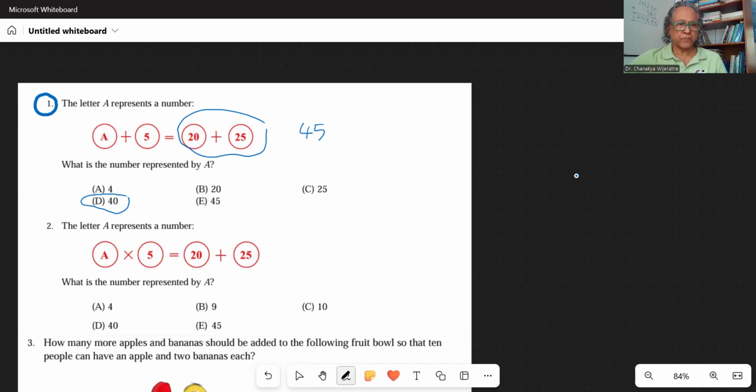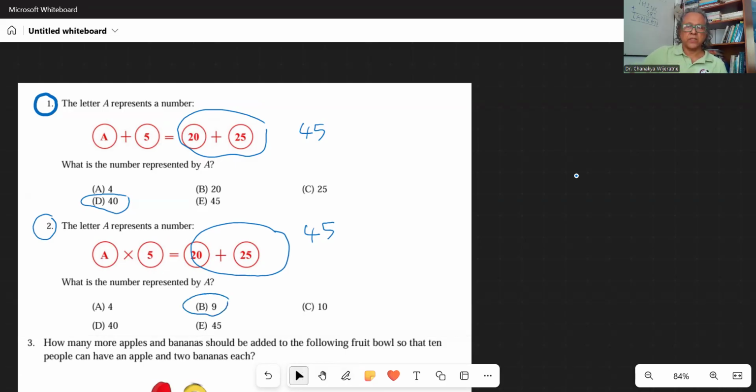And number 2, the letter A represents a number, just like in 1. Now this time, the number is represented by A times 5 is 20 plus 25, which is 45. So what number times 5 is 45? It is 9, right? So the answer is 9. So let's go to the next question.